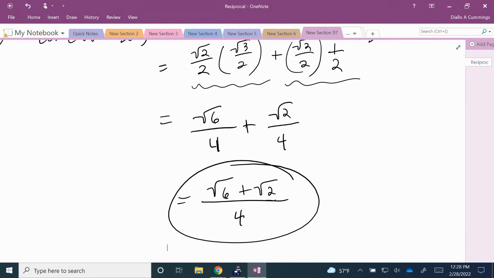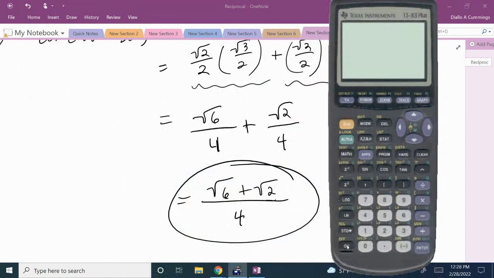Now I'm going to check that with what we had earlier. When we put in the cosine of 15 degrees, we got 0.96. So I'm going to evaluate this in the calculator to verify. I'm going to use a begin set of parentheses, then square root of 6 plus the square root of 2. I'm going to close off my square root, close off the numerator, divided by 4. And we have the exact value.